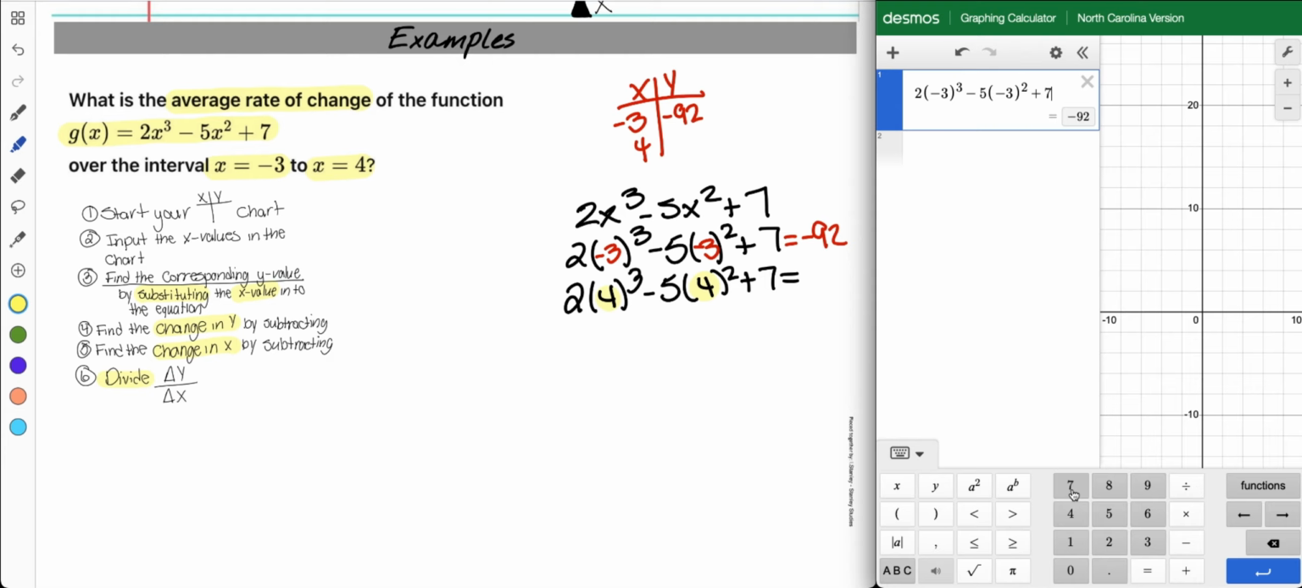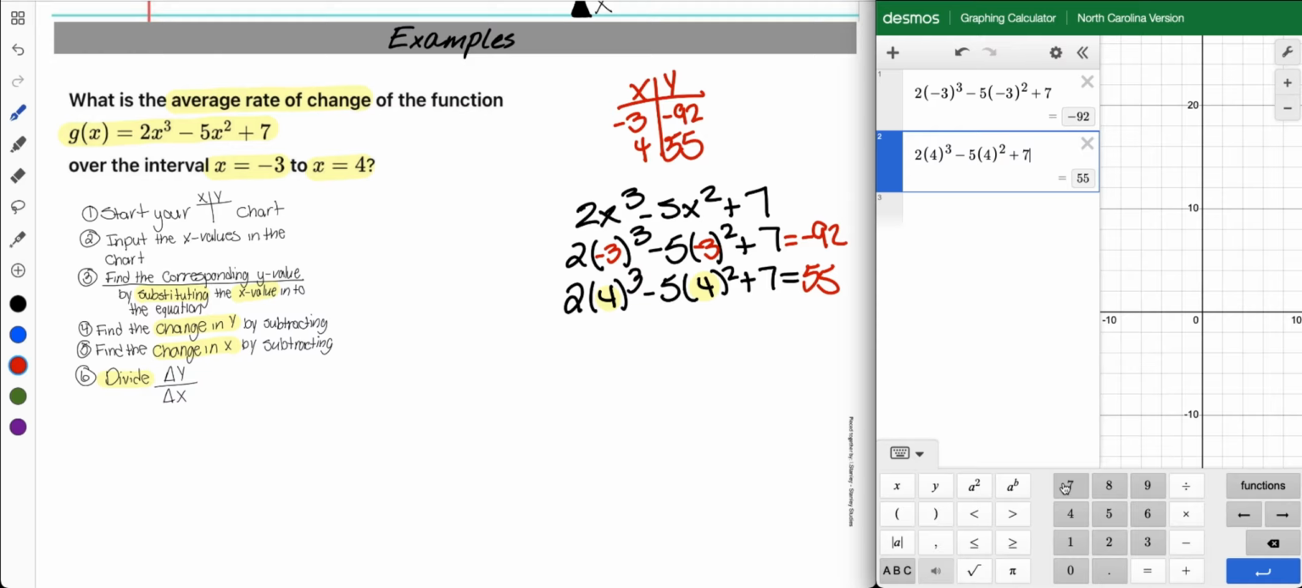So if I go to Desmos, start my new line, that's going to be 2 parentheses 4 close parentheses, we're going to raise that to the third power. I'm going to do minus 5 parentheses 4 parentheses and raise that to the second power plus 7. And that's going to give me 55. And I'll put the 55 beside the 4.